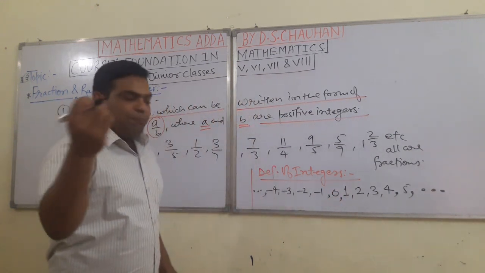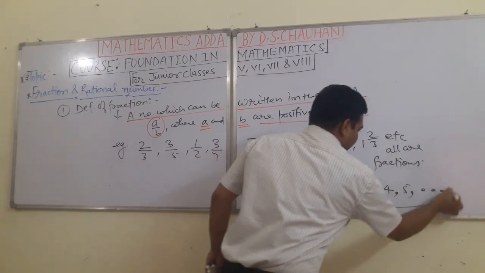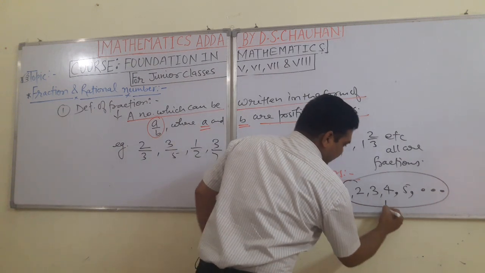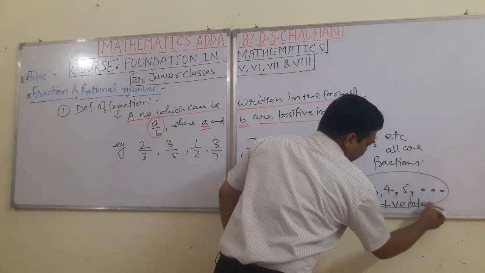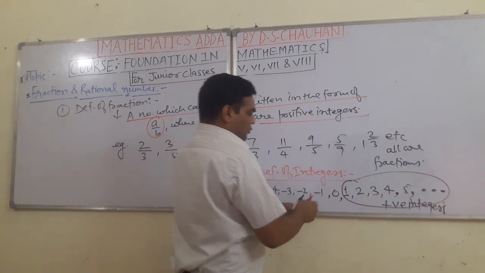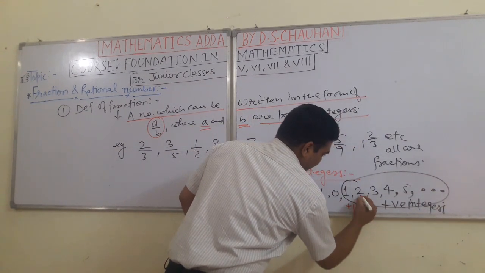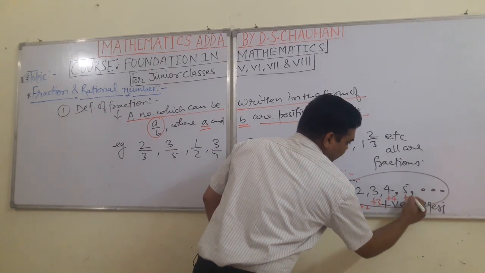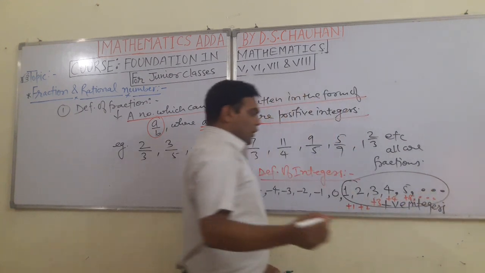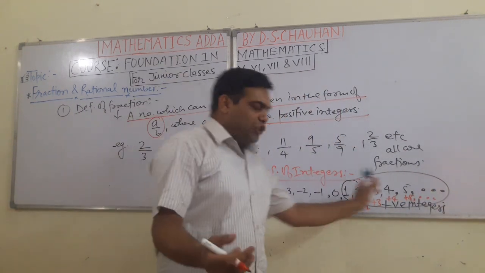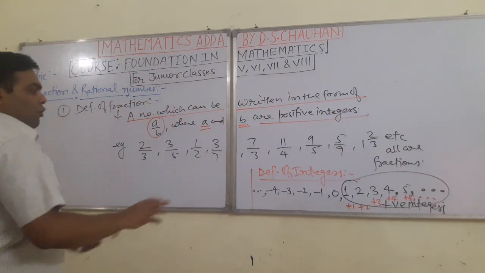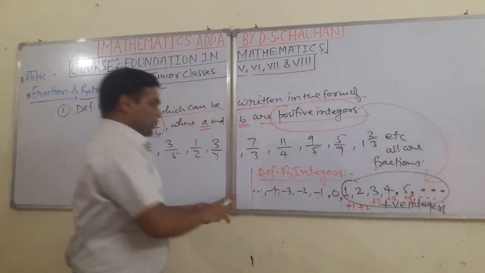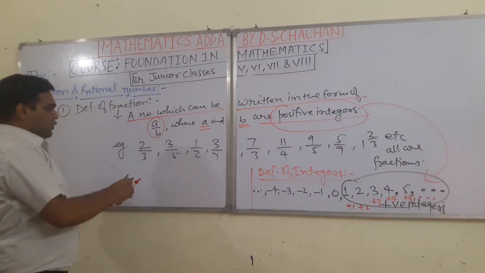Well, students, the positive numbers, that means the counting numbers, we understand as positive integers. These are positive integers because 1 can be treated as +1, 2 can be treated as +2, 3 as +3, this as +4, this as +5, and so on. It means counting numbers are nothing but positive integers. So now you can take an idea of positive integers from here. Okay, students, keeping this point in mind, you try to understand.